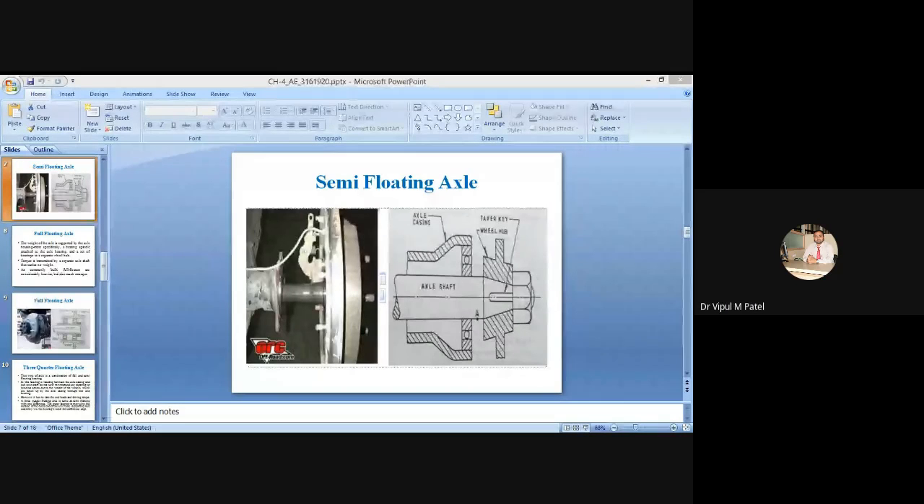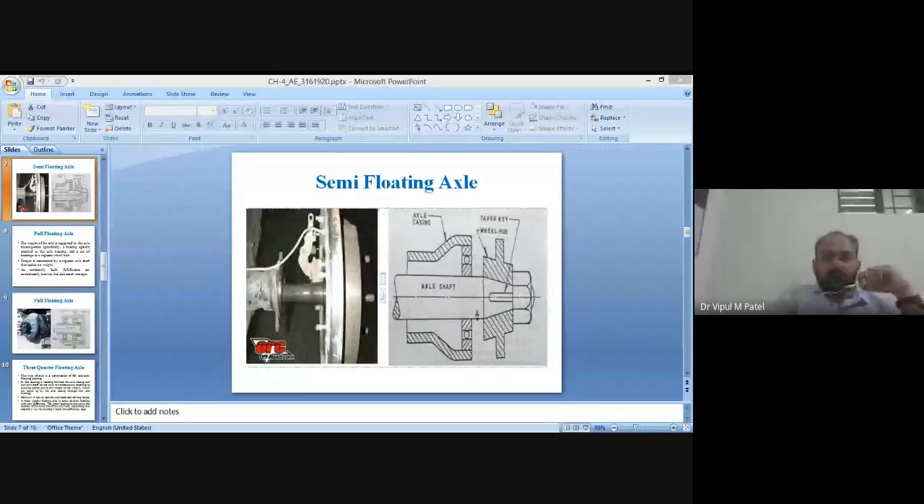Right now, you can see the full floating axle. Can you see the full floating axle?